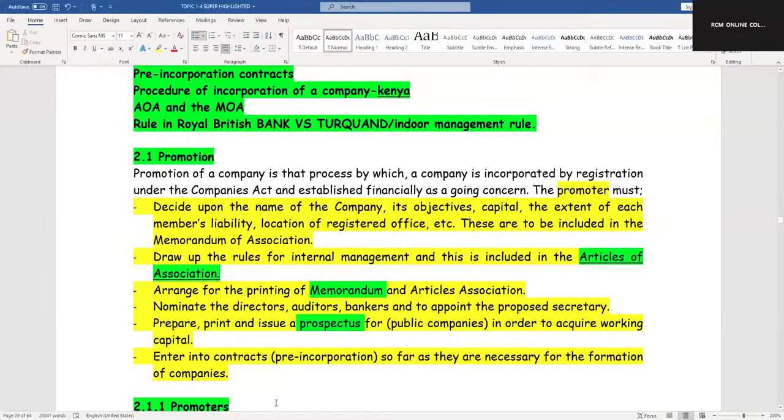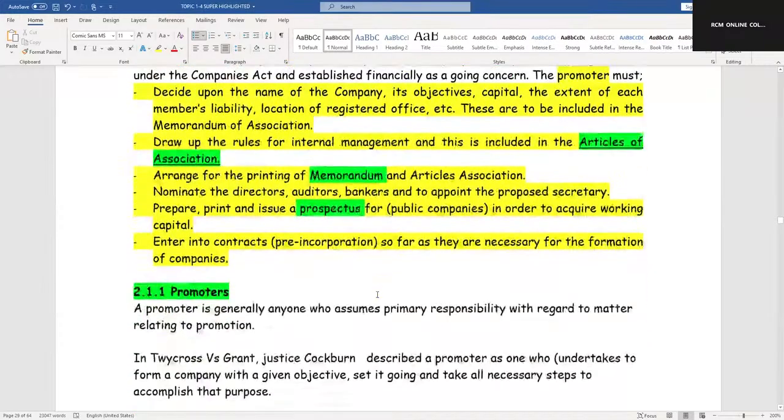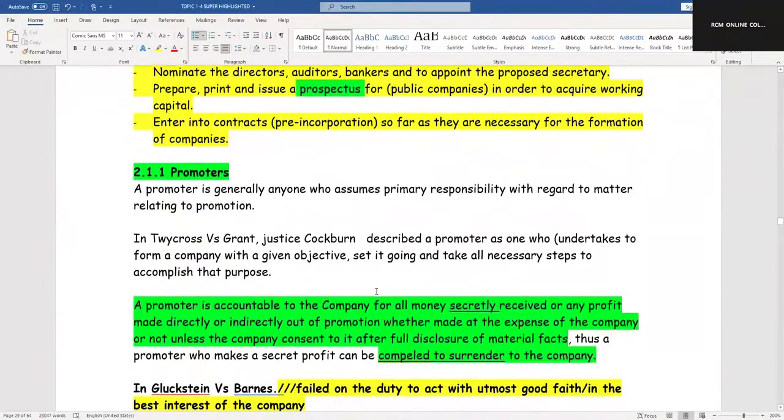So this promoter, when undertaking all these procedures, has to act with what we call utmost good faith. What do you mean by utmost good faith? He has to act at all times in the best interests of the company. For example, when you talk about contracts being entered into, there shouldn't be dubious contracts that will make the company liable after formation. So he has to conduct himself with utmost good faith.